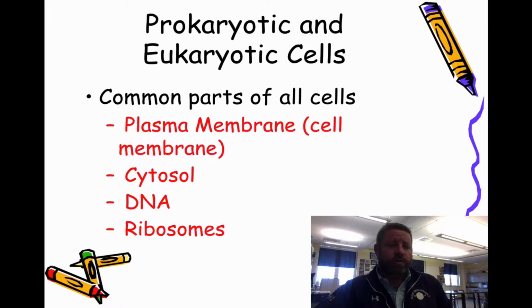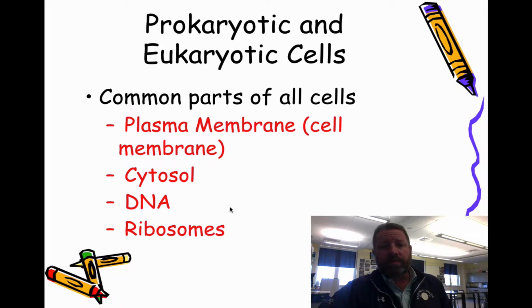For example, you should know the difference between prokaryotes and eukaryotes. All cells do have some parts in common. For example, cell membranes or plasma membrane, which are interchangeable. Cytosol, which is not cytoplasm. Cytosol is the liquidy portion of the cytoplasm. The cytoplasm includes the cytosol, the liquidy portion, plus all the things that are floating inside the cell from the inside of the membrane to inside of the membrane.